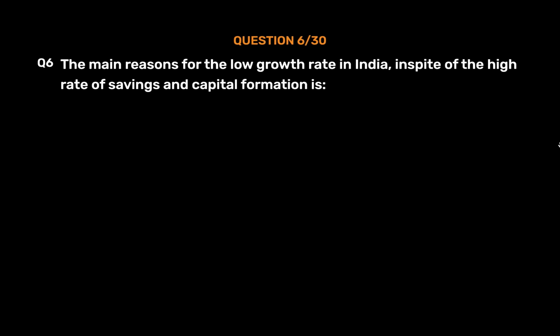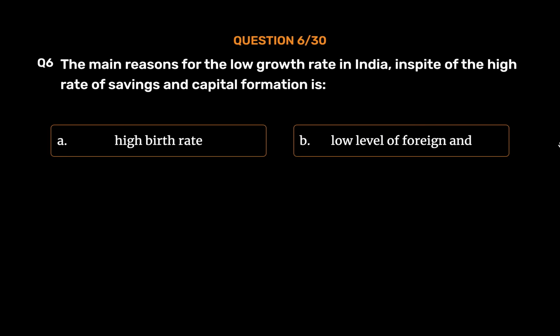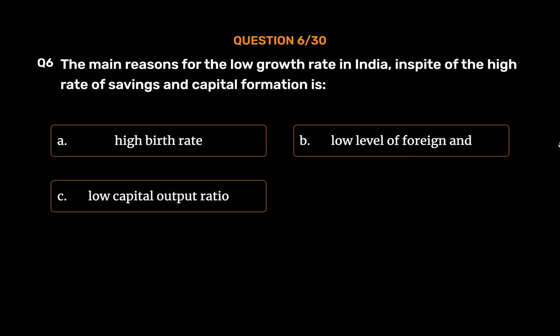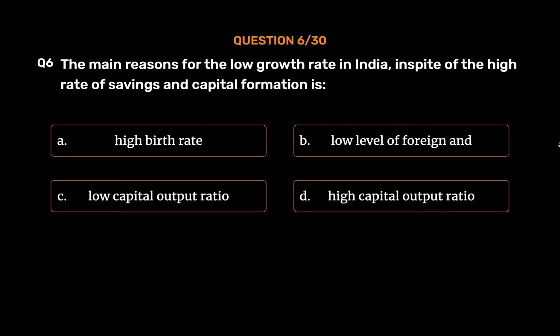Question number 6. The main reasons for the low growth rate in India, in spite of the high rate of savings and capital formation is Option A. High birth rate. Option B. Low level of foreign investment. Option C. Low capital output ratio. Option D. High capital output ratio. The correct answer is Option D.